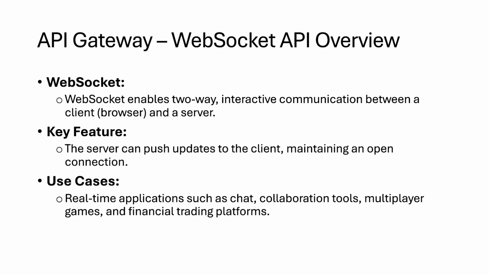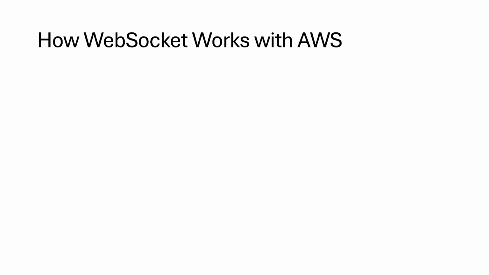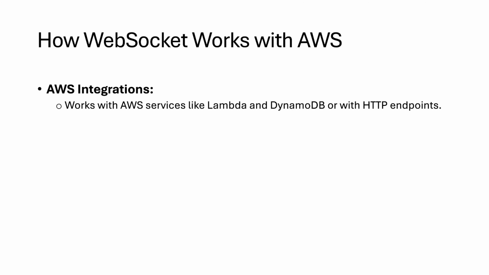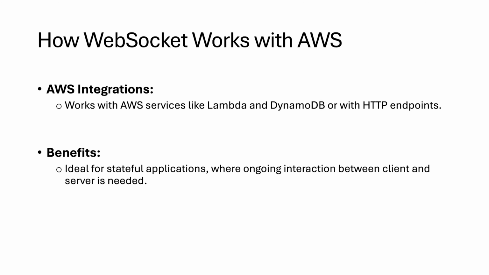Okay, we'll see how WebSocket works with AWS. So WebSocket in API Gateway works smoothly with AWS services like Lambda and DynamoDB. These services handle the backend processing and data management needed for WebSocket applications so that they enable a responsive and interactive experience for the end users. Definitely we have so many benefits here.